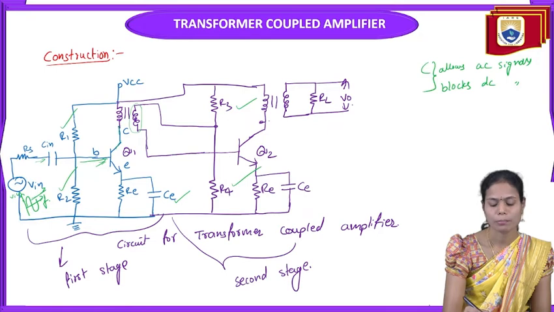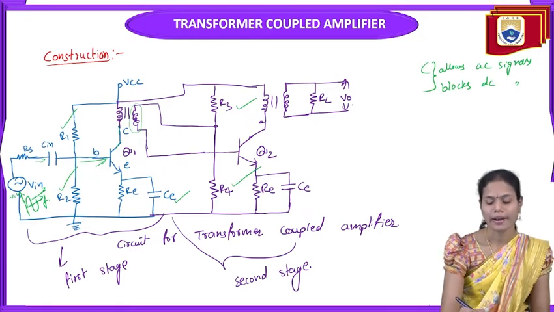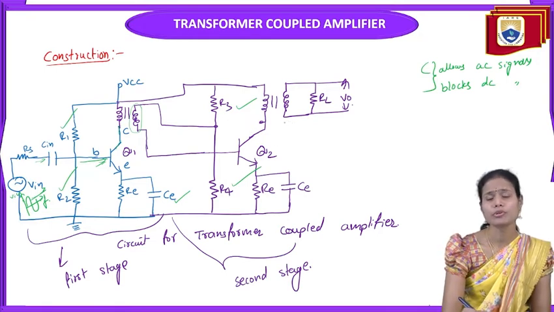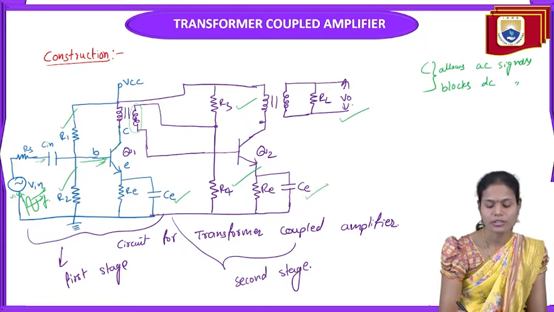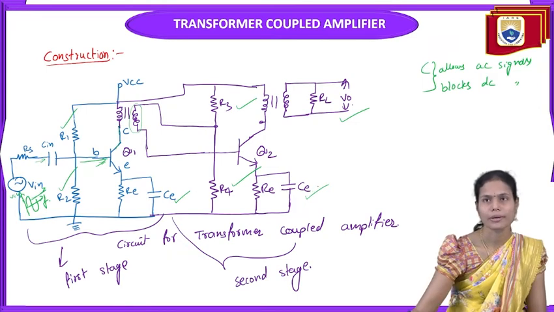Again, this amplifier performs the amplification operation, and because of the mutual inductance between the primary and secondary windings, the output voltage appears across the load resistor or the secondary winding of the second stage transistor here. So here we will measure the output voltage V0. And again, the emitter bypass capacitor provides the path for the amplified signal here. So this is about the construction of the transformer coupled amplifier.